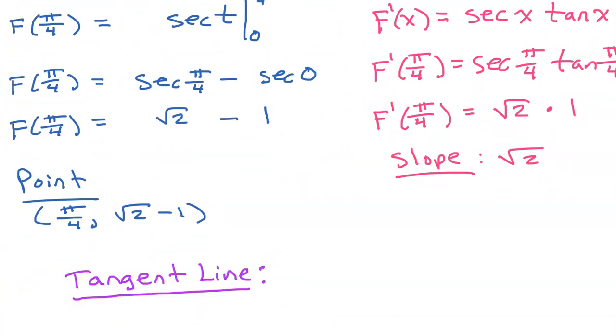The equation of the tangent line will be y minus y. So y minus all of this. When you have a binomial, you need to put it in parentheses. So I need to do y minus radical 2 minus 1 is equal to the slope times x minus the x value of pi over 4.